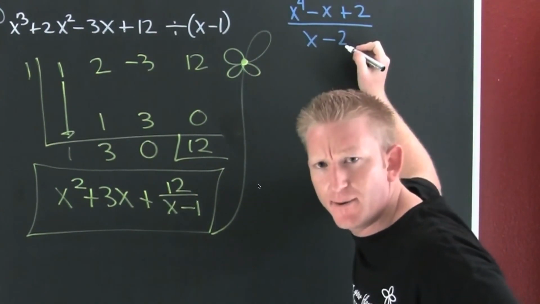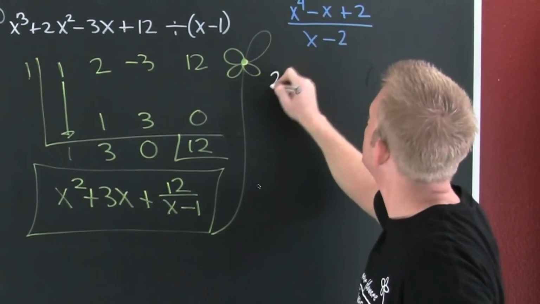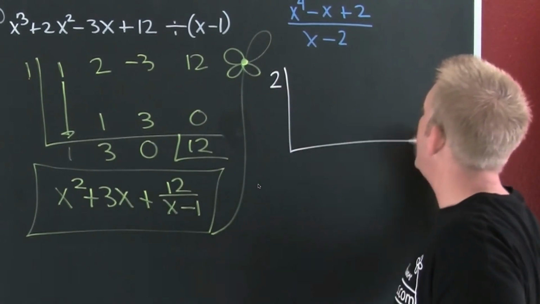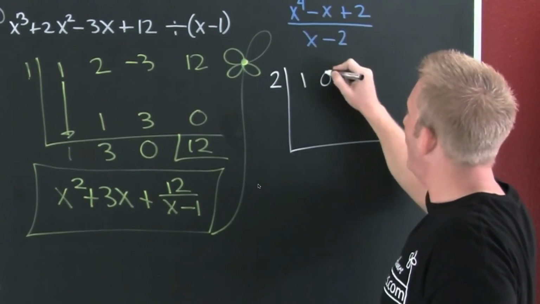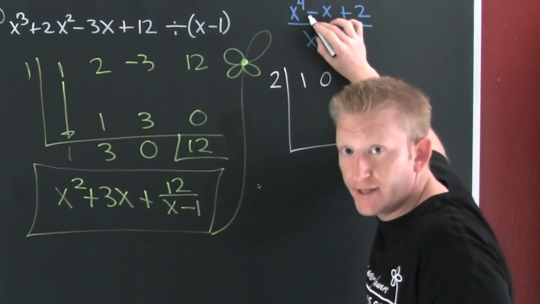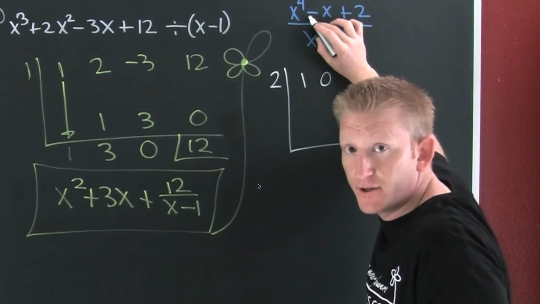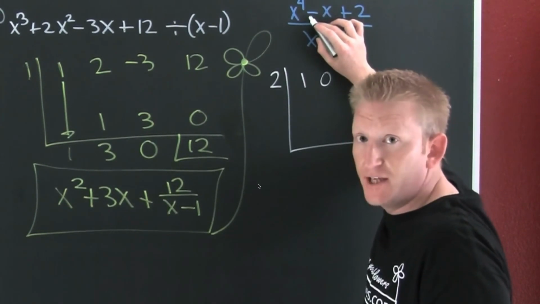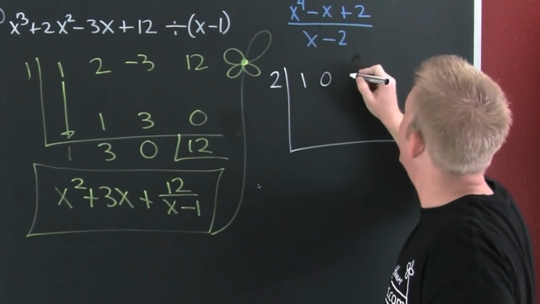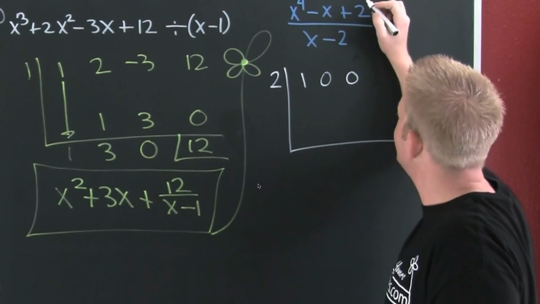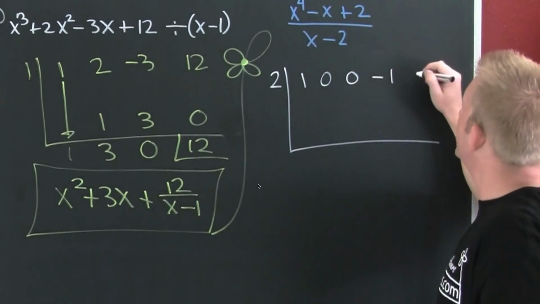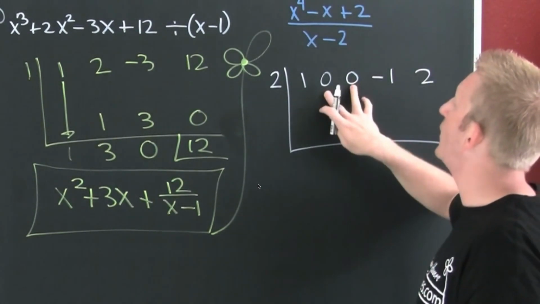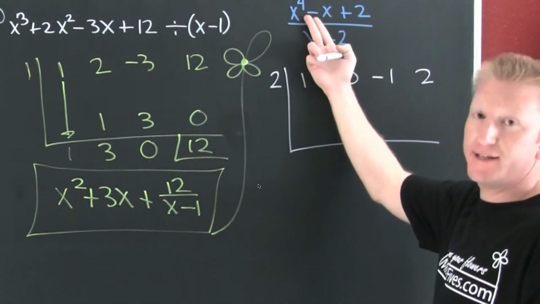Here we go. What makes this denominator 0? 2. So I put a 2 on the outside. And then I put the coefficients on the inside. I put a 1. Then I put a 0. Why? Because I need a placeholder for my x to the third term. So 0x to the third plus 0x squared minus 1x plus 2. I need placeholders.